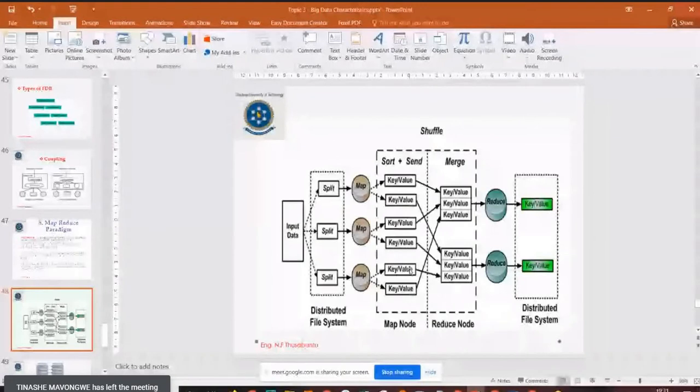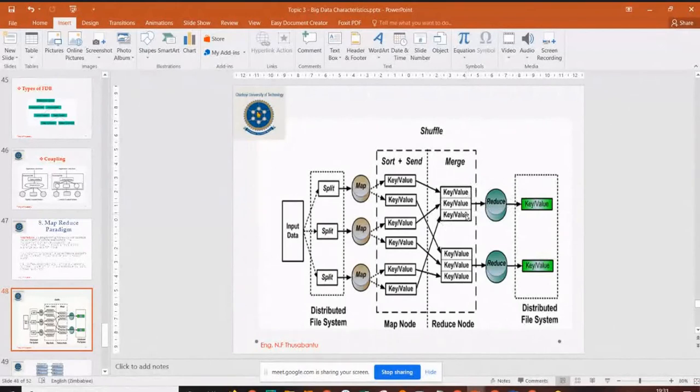And then when we reduce, we are now saying, okay, this whole block is a Nyasha block of the people named Nyasha. So we have Nyasha how many times? 4 plus 2 plus 2. We have Nyasha 8 times. This is what we call a distributed file system.